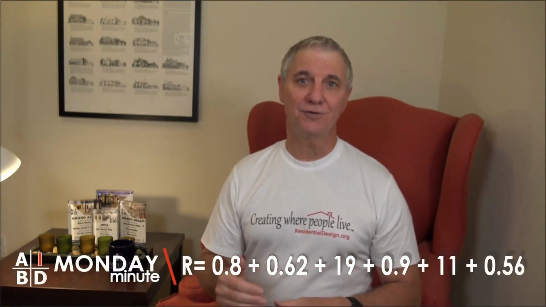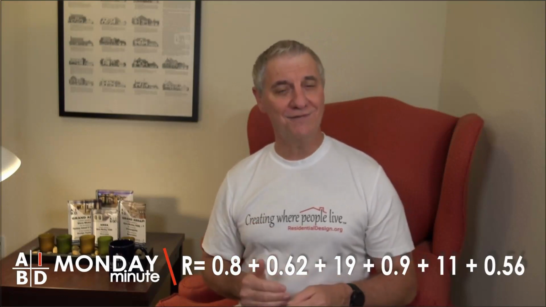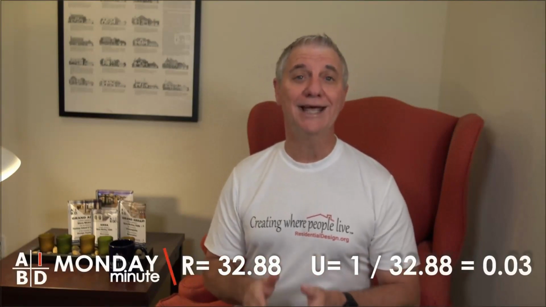But let's say that there's a stucco finish, 1/2-inch plywood, 1/2-inch gypsum, and a 1/2-inch gap between the walls. Now I'm going to be working from the outside in. The equation is R 0.8 plus R 0.62 plus R 19 plus R 0.9 plus R 11 plus R 0.56. So the total R value of the wall assembly is 32.88.